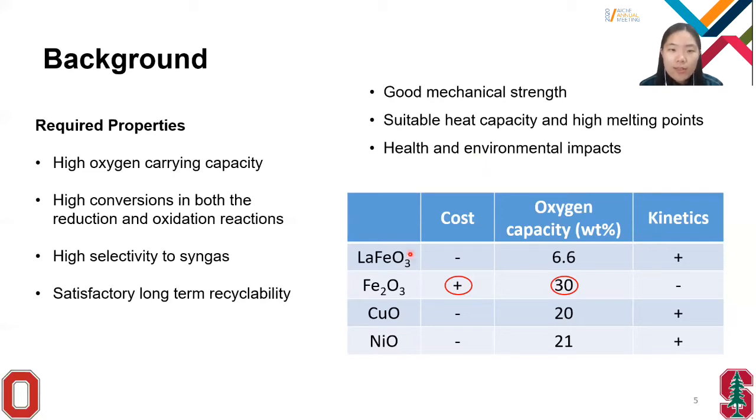Here I compared several widely used oxygen carriers for chemical looping processes, including lanthanum iron oxide, copper oxide, and nickel oxide. Among all of them, iron oxide is one of the promising oxygen carriers for chemical looping systems because it has a very low cost and a high oxygen carrying capacity. It also has a very high stability, which makes it suitable for chemical looping processes. However, the problem with iron oxide is that it has moderate kinetics, which limits its application.